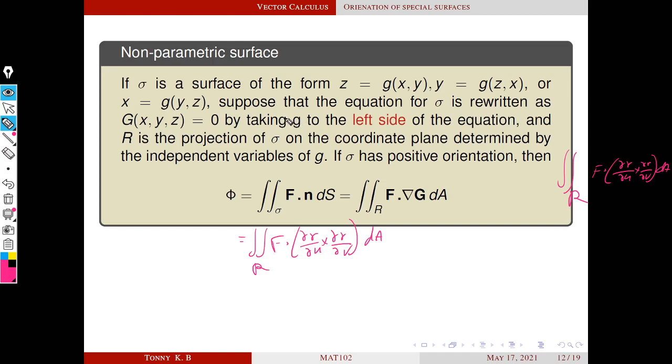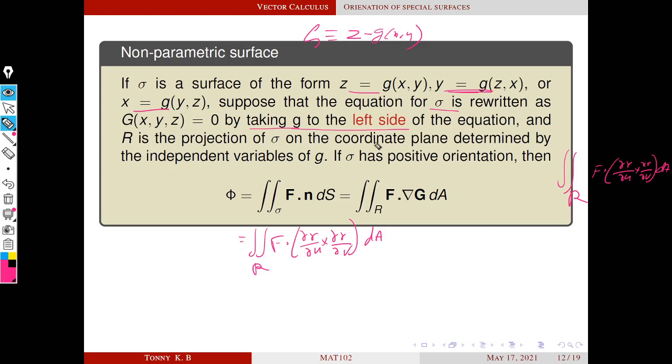Okay, these are the 3 special cases. Suppose sigma is a surface of this form, or this form. And suppose we rewrite our equation of sigma like this: g of x, y, z equal to 0, by taking g to the left side of the equation. This is very important, whatever the form, that is the idea. Suppose this is the case, then what is g? g is z minus g of xy. If this is the case, then what is capital G? y minus g of zx. Taking g to the left side, that's the idea.